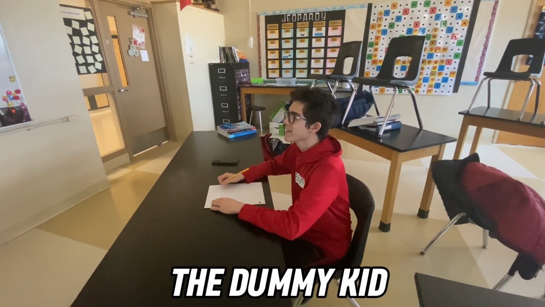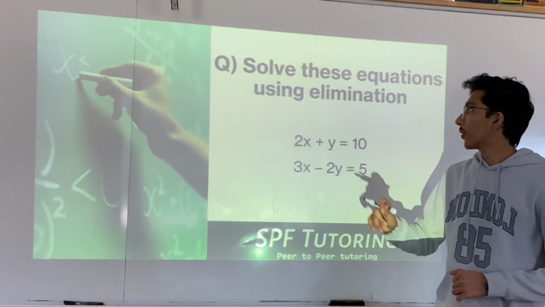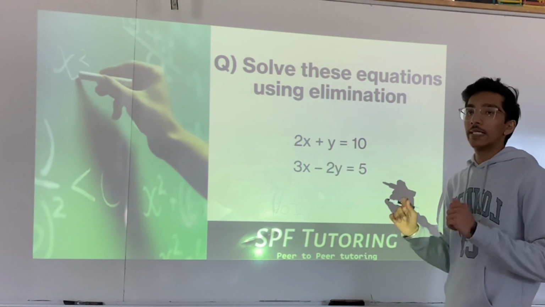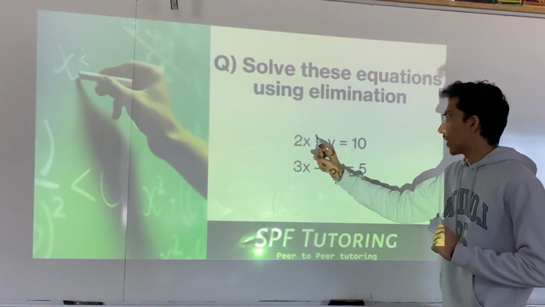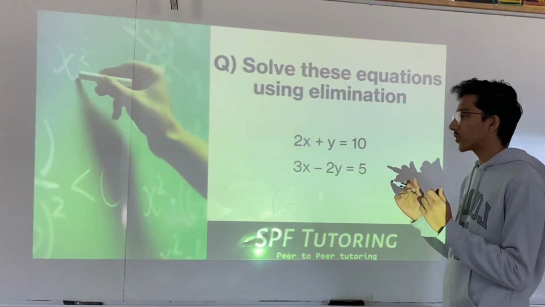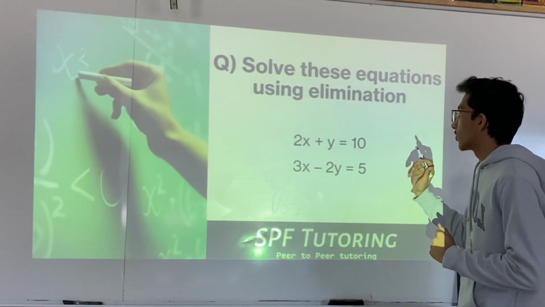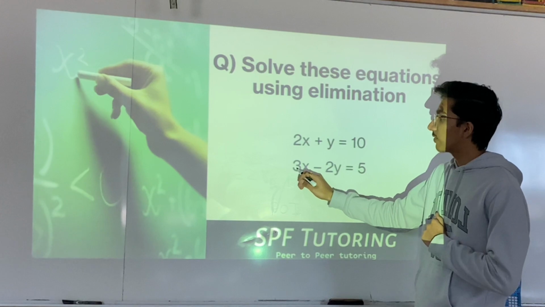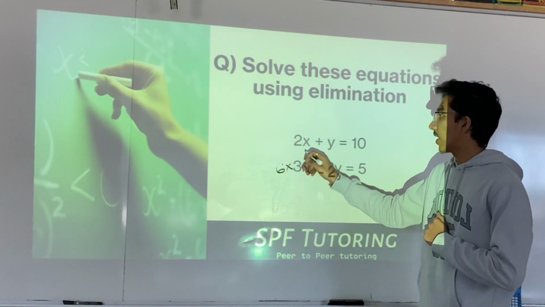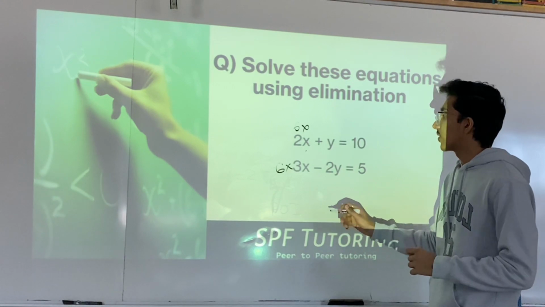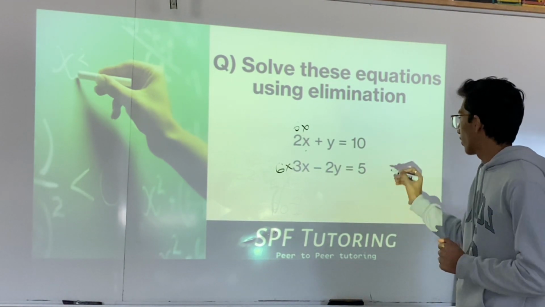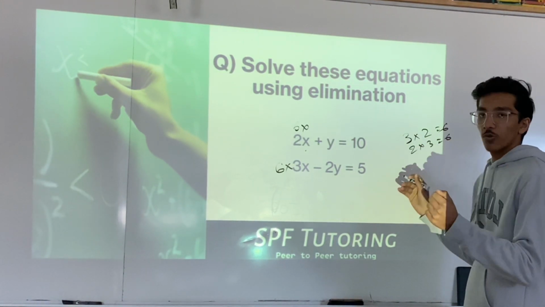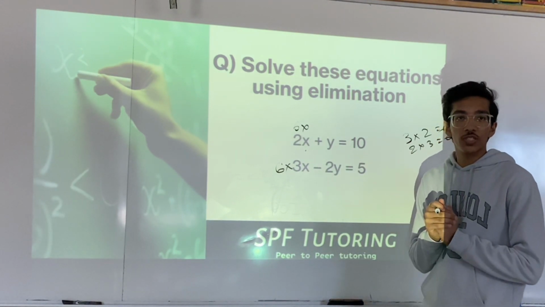Sir, is there any other way to solve this equation? Yeah, there is another way, which is elimination. Basically what you do is you make any one variable the same, right? Here you could use x or y. Because it's difficult, we'll just choose x. So what you're going to do is make the x the same. You have this go to 6x, and this also go to 6x, because that's the common multiple. 3 times 2 is 6, and 2 times 3 is also 6. So we make both the equations 6x.